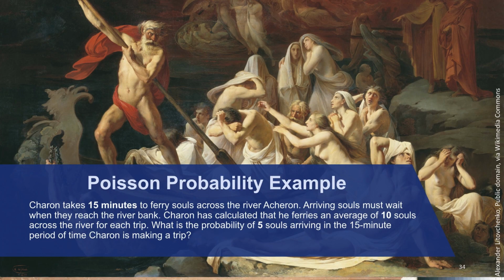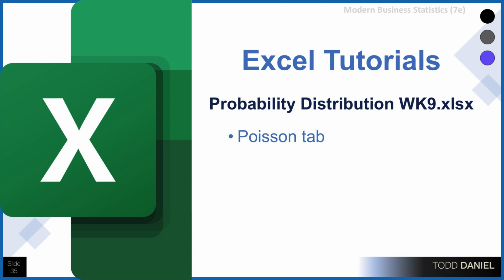So here's my example with the Poisson probability. Charon takes 15 minutes to ferry souls across the river Acheron. Arriving souls must wait when they reach the riverbed. So Charon has calculated that he ferries an average of 10 souls across the river for each trip. What is the probability of 5 souls arriving in the 15-minute period of time that Charon is making a trip? Well, let's use this example and see if we can apply the Poisson distribution using Excel.